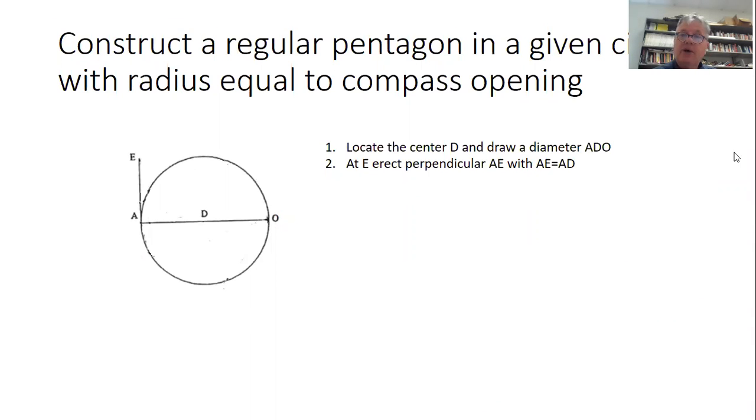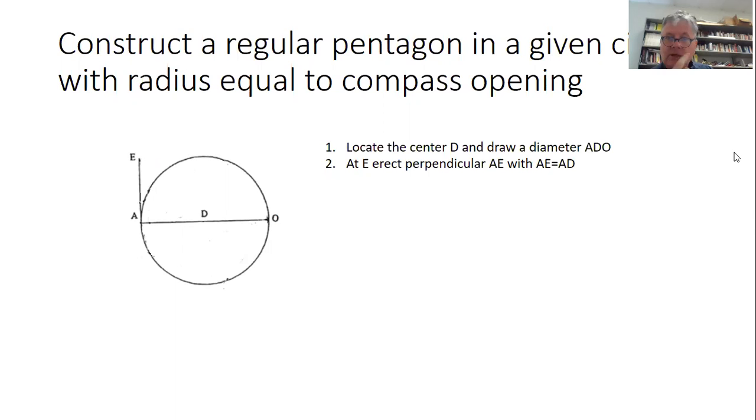Okay, so here's the problem. Construct a regular pentagon in a given circle with radius equal to the compass opening. So remember, we've got the rusty compass. So really we can only transfer one length from one place to another.